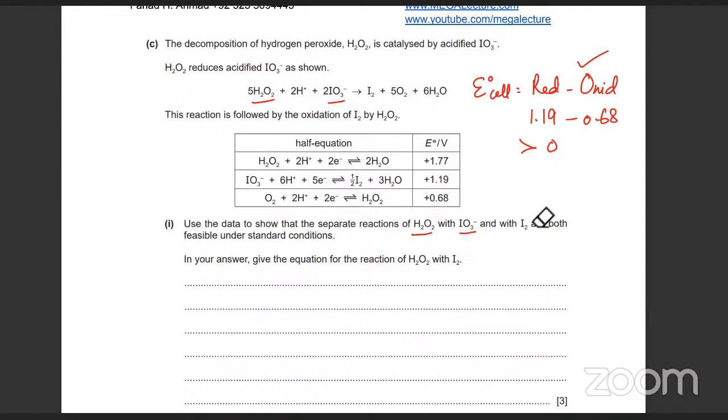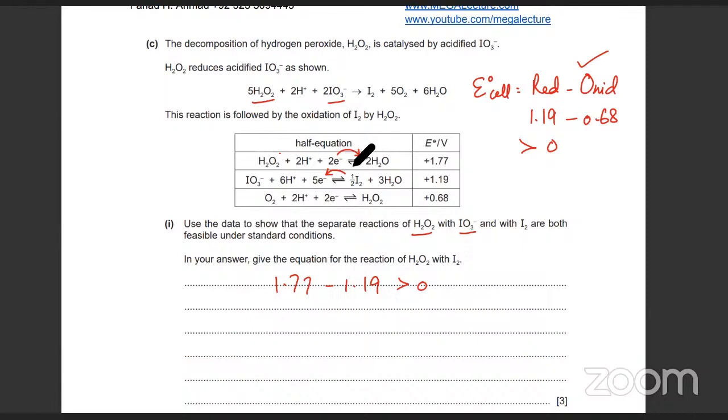Now H2O2 with I2. So you've got H2O2, that's the higher potential, so that gains electrons. I2 is the lower potential, it loses electrons. So reduction minus oxidation, this one would be 1.77 minus 1.19. And again, you're going to get a positive potential, 0.58. So that means the reaction is feasible, and you can make an overall equation by adding the two.